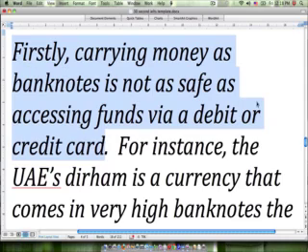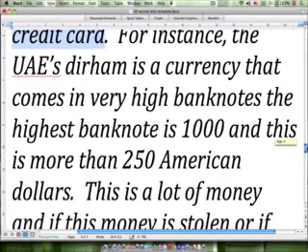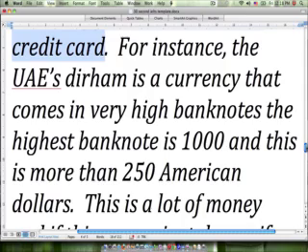So now let's go to our example. Now the student has written, "For instance, the UAE's dirham is a currency that comes in very high banknotes. The highest banknote is 1,000, and this is more than 250 American dollars." Now the first thing that many of you will notice is that this is not one sentence, it's actually two. So here, the student should have included a full stop and started a new idea. So basically, the student is arguing that the dirham comes in a unit of 1,000, which is equal to over 250 American dollars, and that this is very high. That is the student's example.